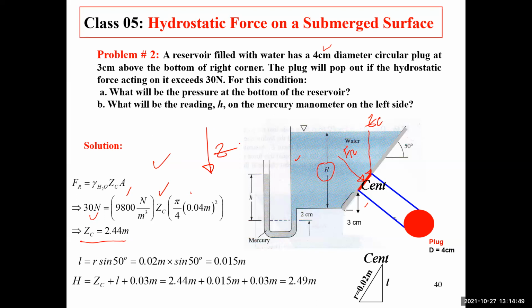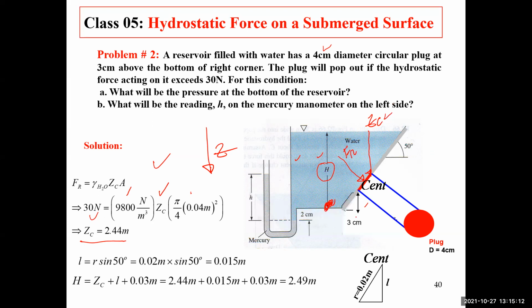So ultimately, if I'm trying to find the pressure along the bottom of the tank, I need to find the total depth of the tank. I cannot find the total pressure at the bottom of the tank until I find the total depth of the tank. So I know the value of Z sub C, okay?